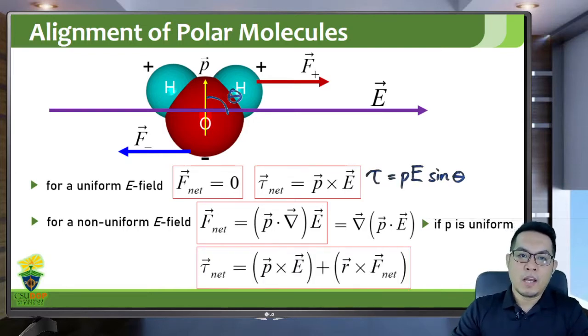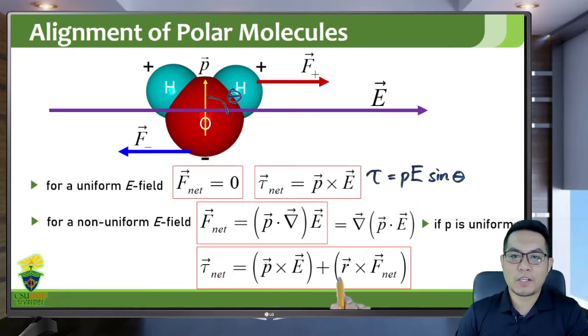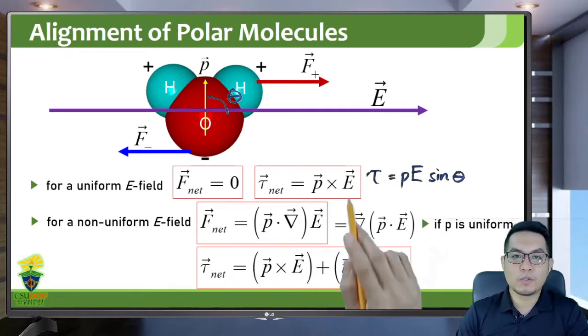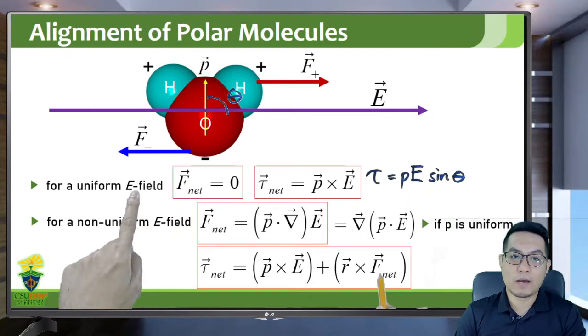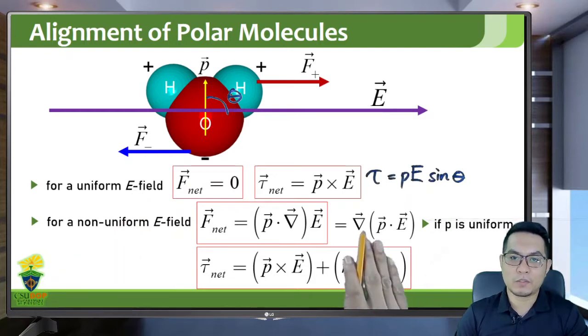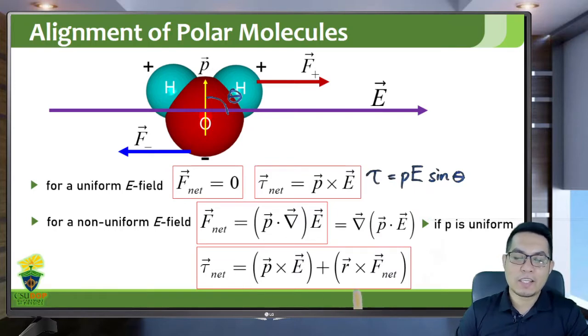Okay. In this case, the net torque will now have an additional term, which is r cross the net force. Take note that this equation will reduce to the earlier equation if the net force is equal to 0, that is, if you have a uniform electric field. But in general, this is the net torque on a dipole.